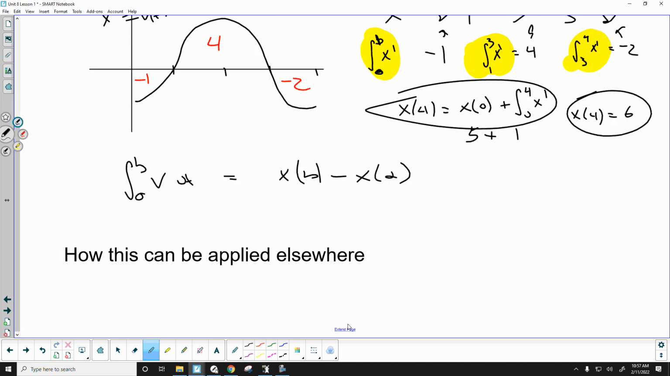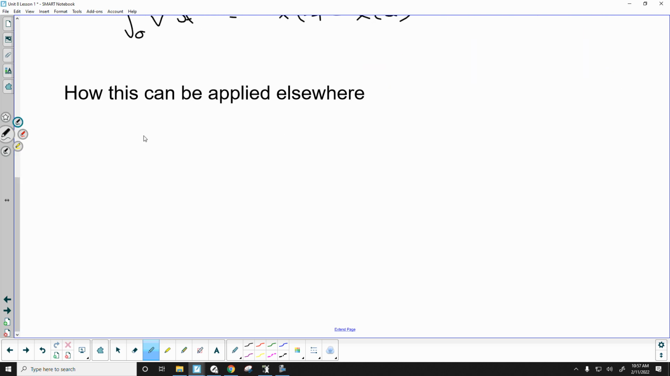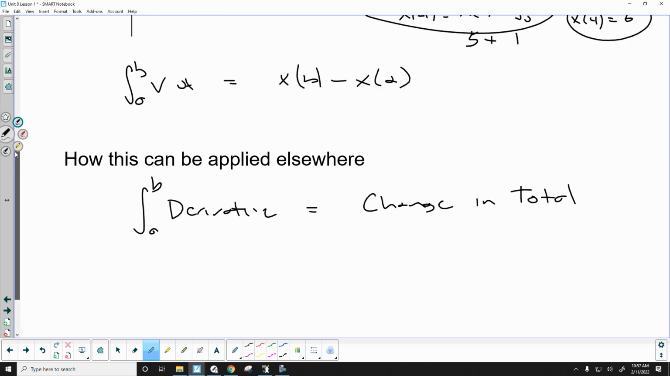Let's simplify this to just an accumulation of a derivative gives me a change in my antiderivative. Well, we're talking about x prime. The antiderivative is x, it's a change in my position. If we're just talking about a derivative, I'm going to say it's just a change in a total whatever, you know? What's really important is that this applies for any derivative.